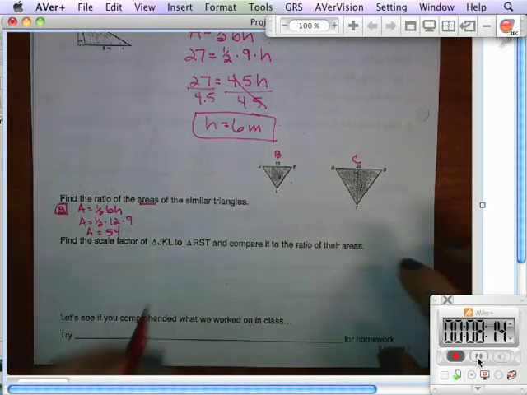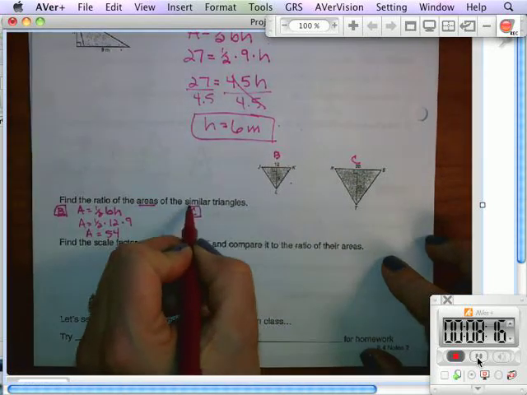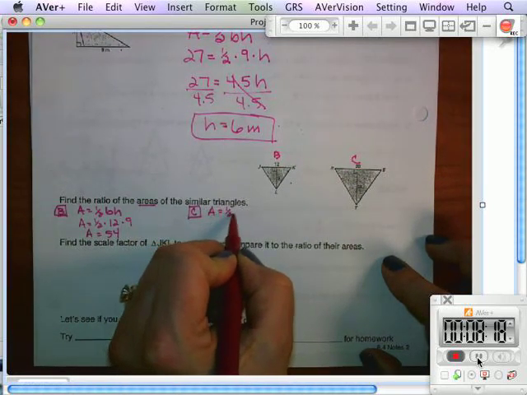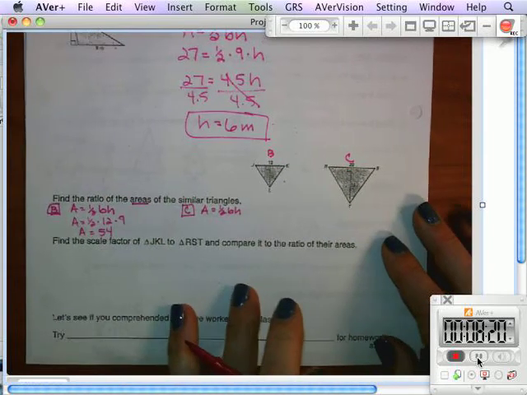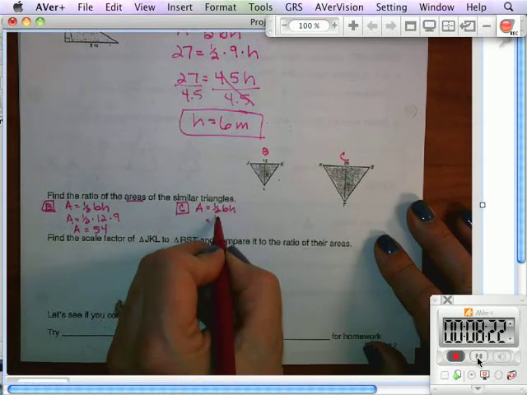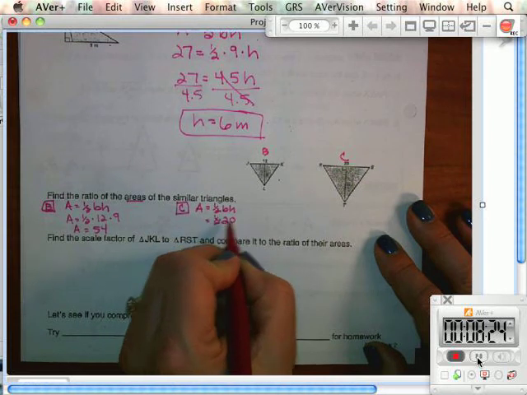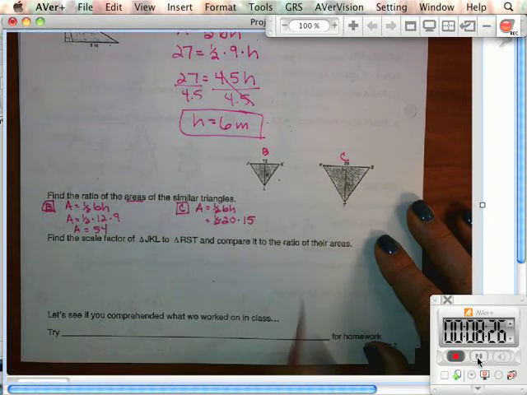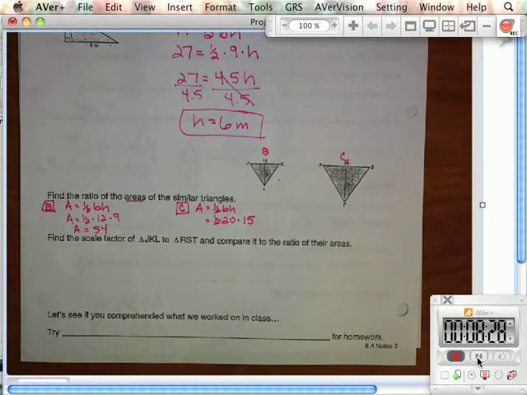Then I'm going to find the area of triangle C, same way. And I've got 1/2 of 20 times 15. What's half of 20? Times 15. See how you can do that in your head? Isn't that nifty?